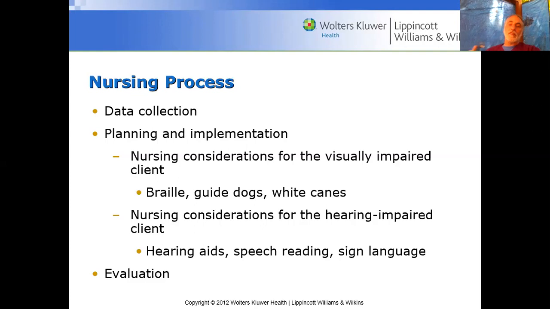This is a great and easy way. Of course, you've got to clean your earpieces, but it's an easy way for someone who is not completely deaf to get amplified sound when they don't have their hearing aids. And then the evaluation. Did it work? Nursing process. I swear we've heard that before. And we'll continue to hear it over and over again because, well, that's what we do.